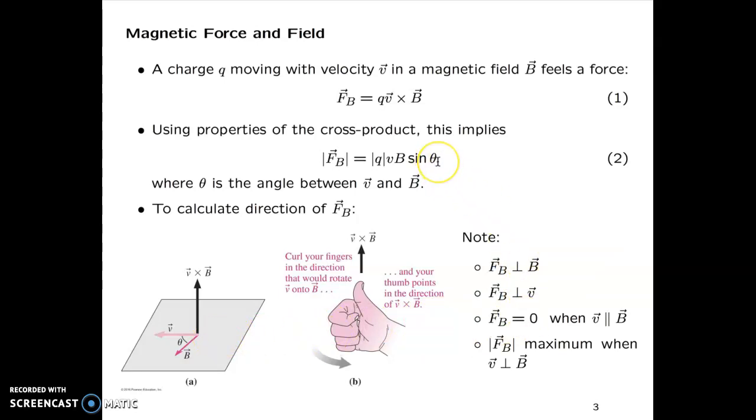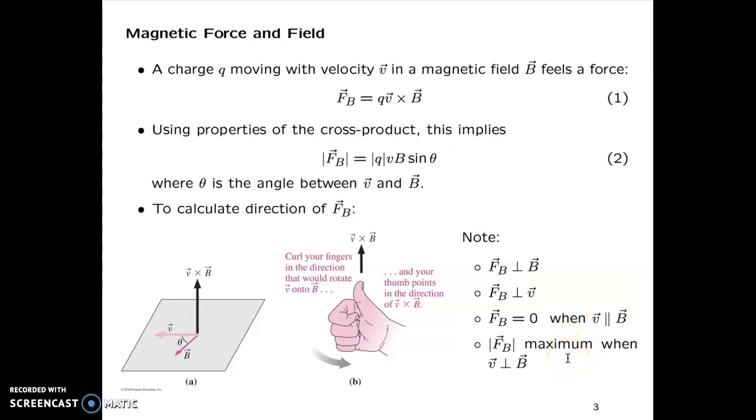But because of equation 2, when the two vectors are parallel, well, parallel means theta is 0, sine of 0 is 0. It means you have a zero force when the charge is moving in the same direction as the magnetic field. That also applies, by the way, if the vectors are in the opposite direction. V is anti-parallel to the magnetic field. That would mean theta is 180 degrees. Sine of 180 is also 0. So when V is parallel or even anti-parallel to the magnetic field, zero force.